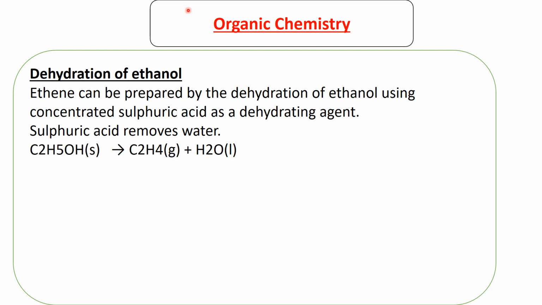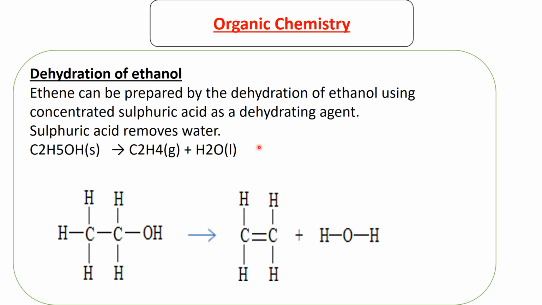So this is the reaction where we have ethanol here. Once you put it in contact with sulfuric acid, the water is going to be removed. So we're going to have ethene and water. Ethene is what we collect as a gas. Then water, of course, can be discarded.